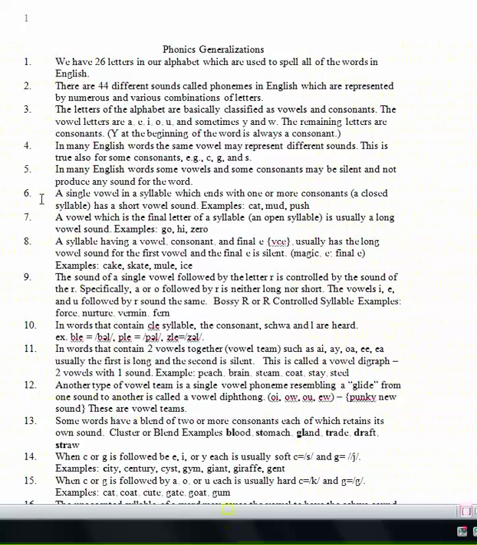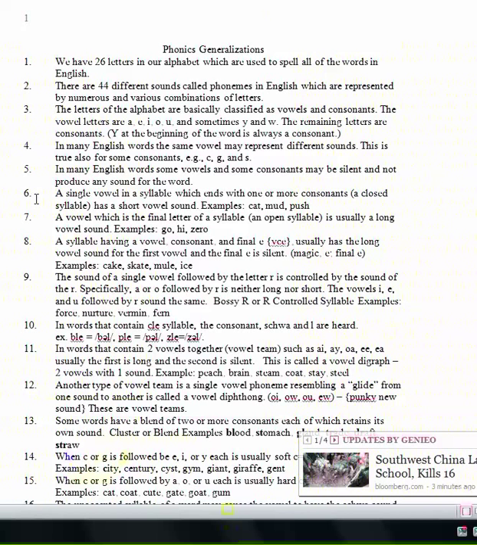Number 6. A closed syllable. A single vowel in a syllable which ends with one or more consonants usually has a short vowel sound, like in cat, mud, and push. There's a single vowel followed by one or more consonants, and that vowel sound will be short.